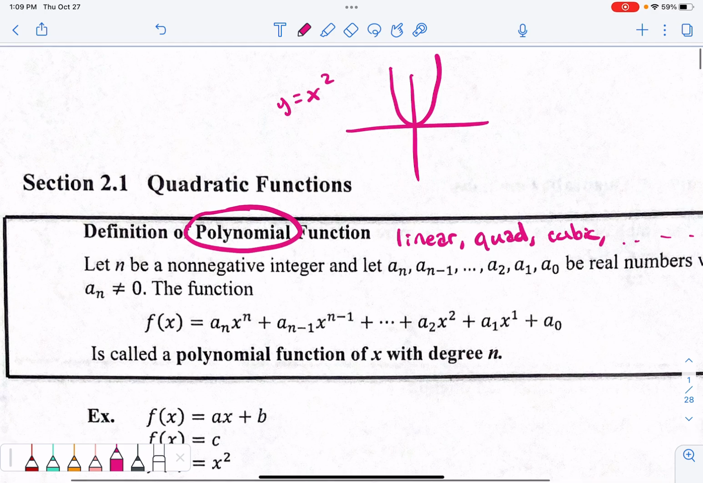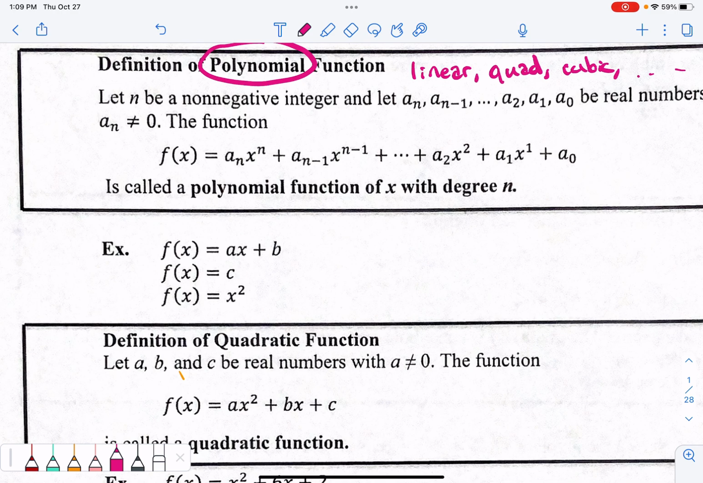Okay? So they have examples down below here. This first one is an example of the standard form of a linear function, ax plus b, that's linear. Do you know what the middle one is? Where it's just f of x equals c. A line, where c is a number.